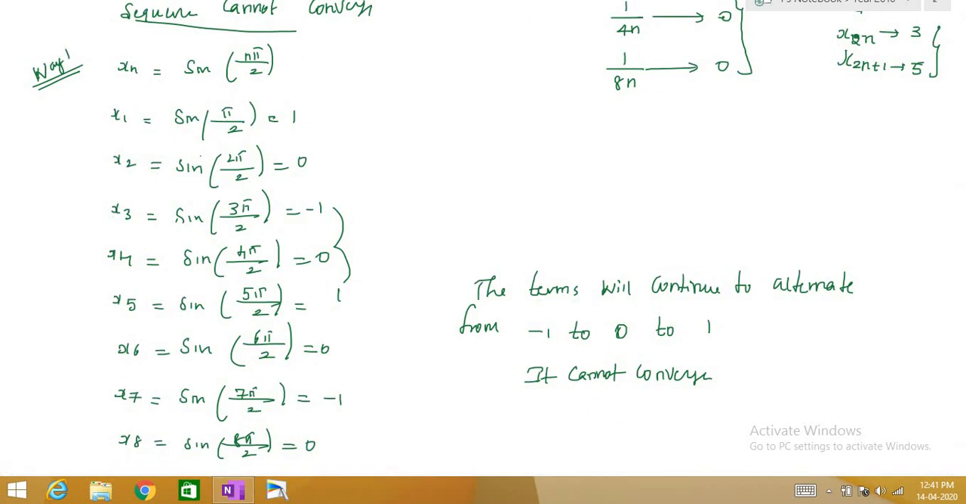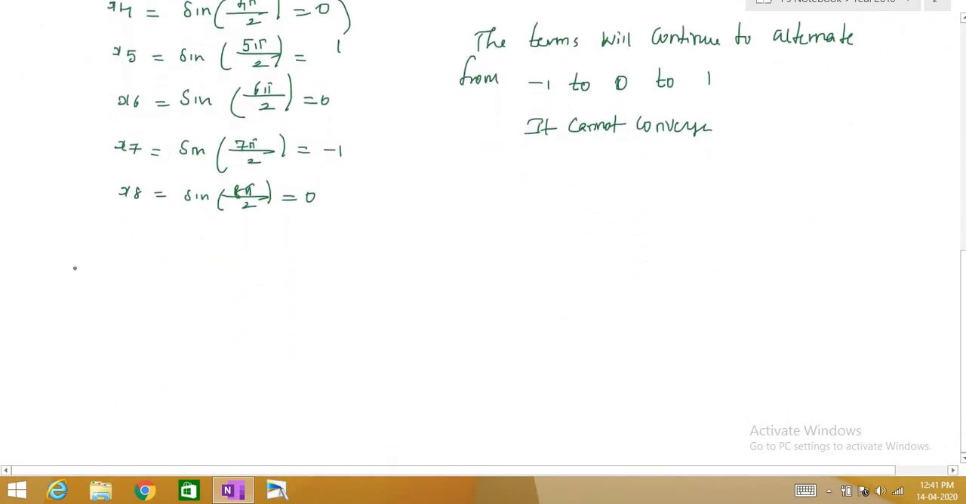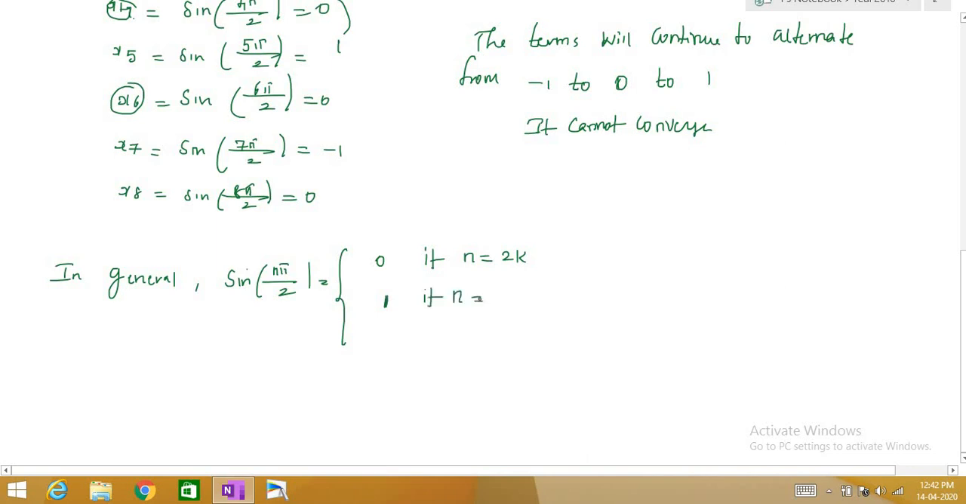So in general, if I try to generalize these terms, what I will have is that in general, the value of sin(nπ/2) will be 0 if n is equal to 2k, right? So if n is a multiple of 2, then we have sin nπ, right? sin 2π, 3π, 4π. So that's why for n equal to 6 and n equal to 4, we have 0. And it will be 1 if n is equal to 4k plus 1.